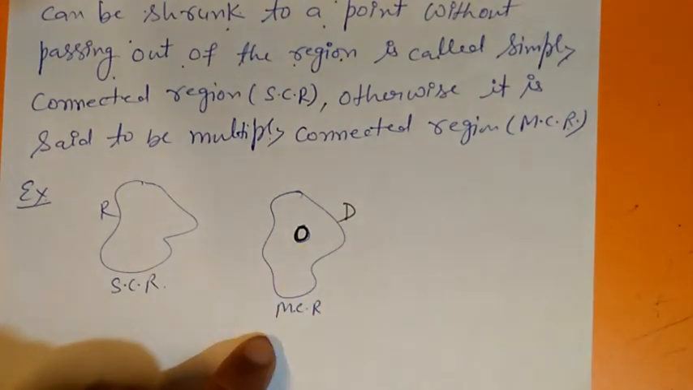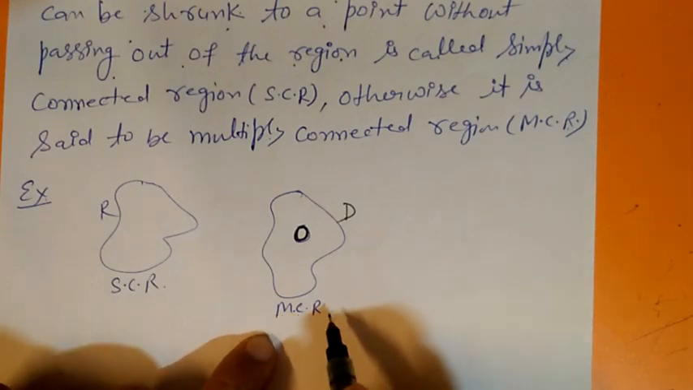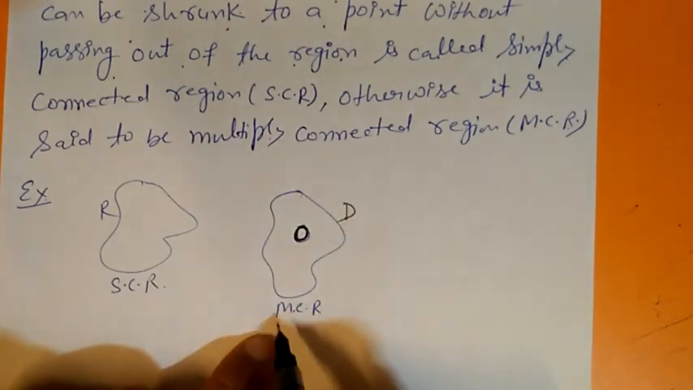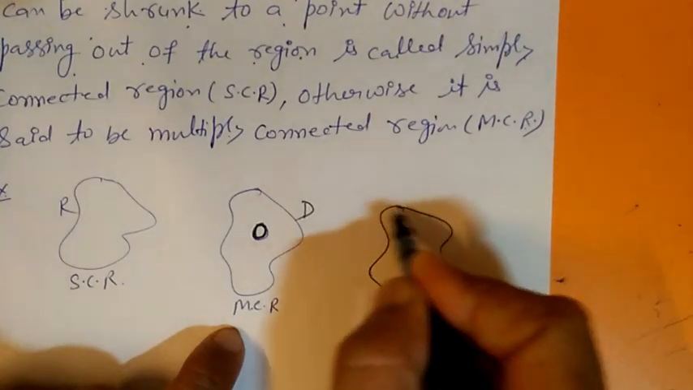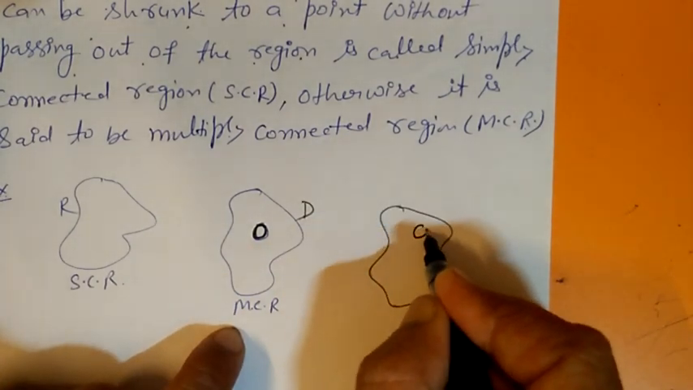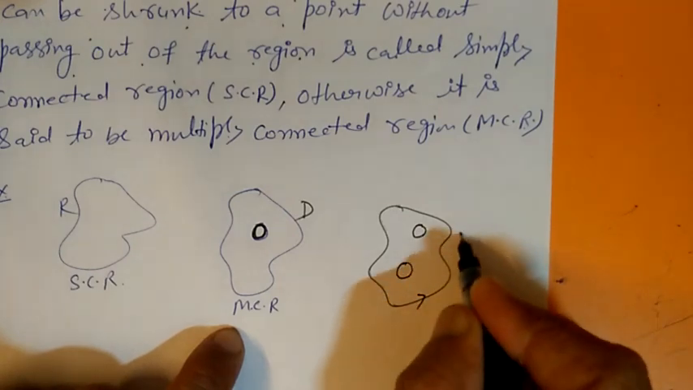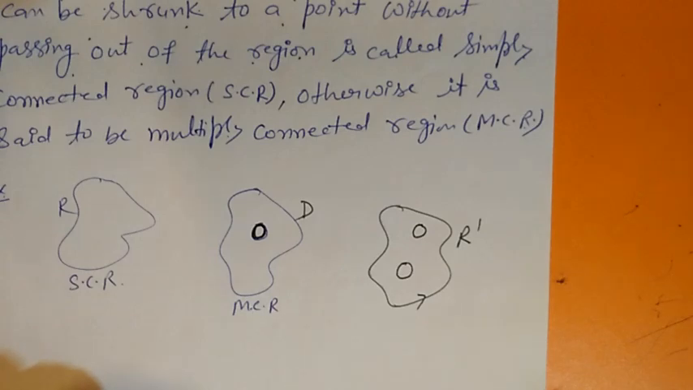So multiply connected regions are divided into different categories: doubly connected regions, triply connected regions. So this region is said to be a doubly connected region. If we have a curve like this, and this curve has two holes, then this region is said to be a triply connected region.